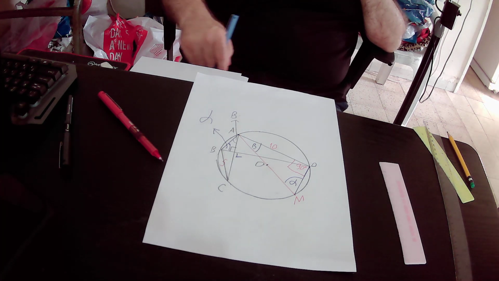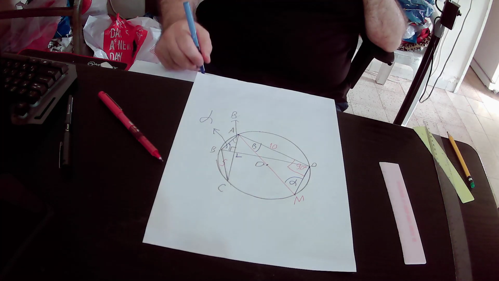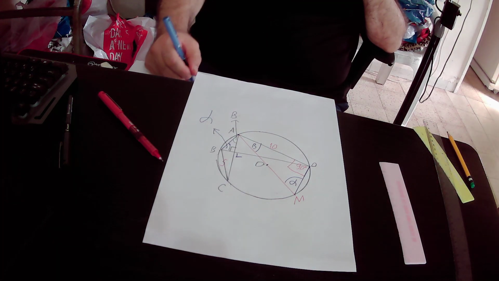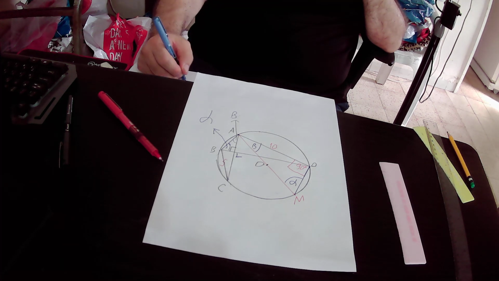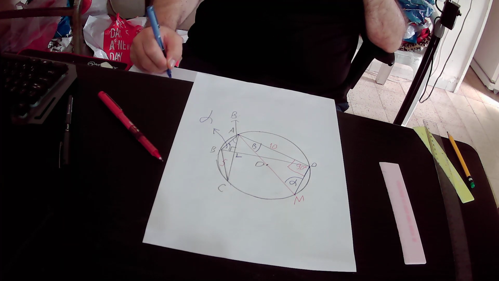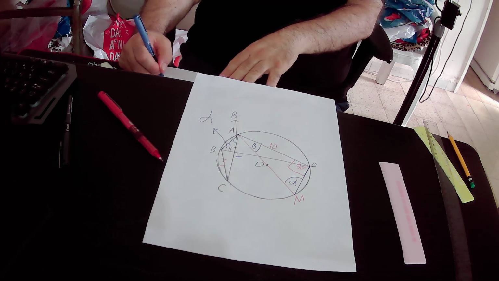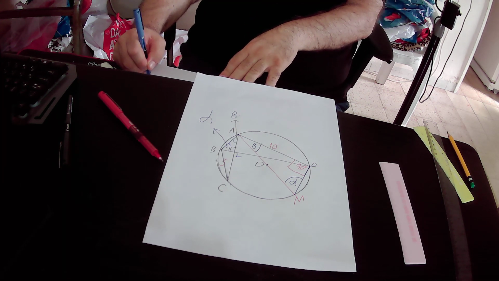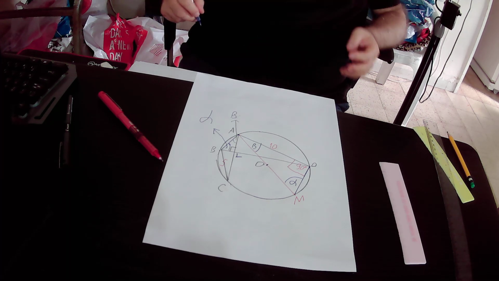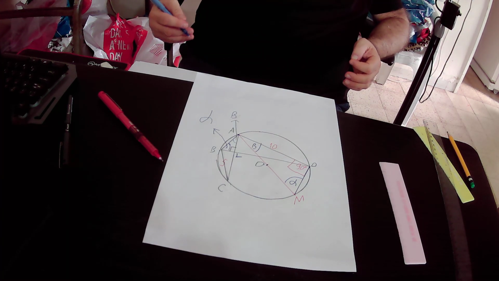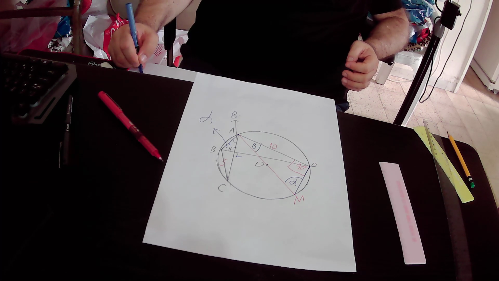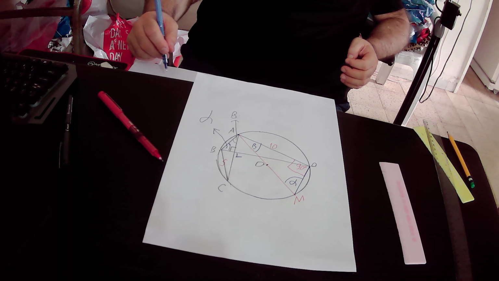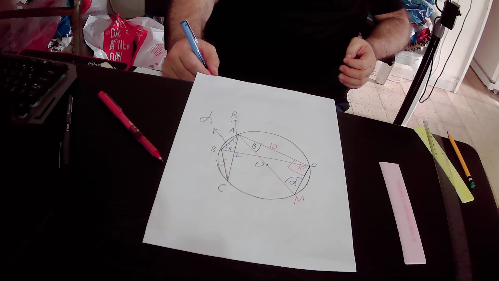So according to rule number 3, equal peripheral angles rest on equal chords.